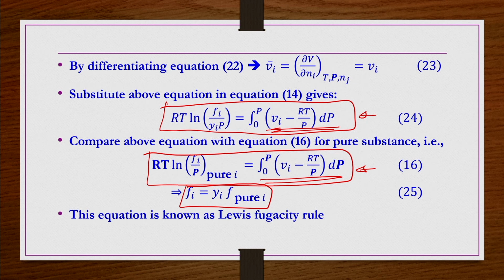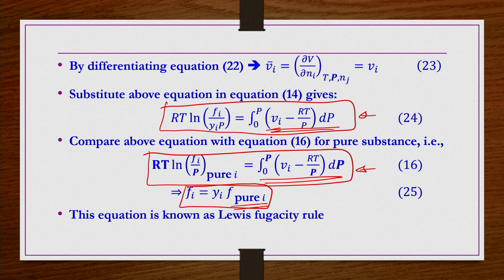This is known as the Lewis-Fugacity rule. That means if real gases are mixed isothermally and there is no change in volume by mixing, that is V is equal to sigma Ni Vi, so that Amagat's law is applicable, then under such conditions, if you know the fugacity of pure component i, you do not need to do additional calculation to find out its fugacity in a mixture of gases.